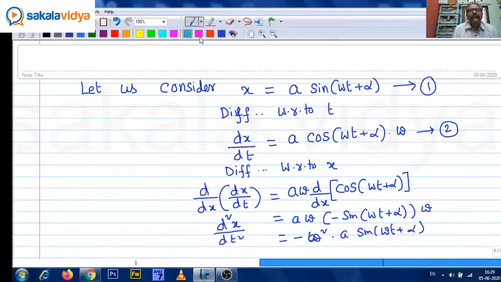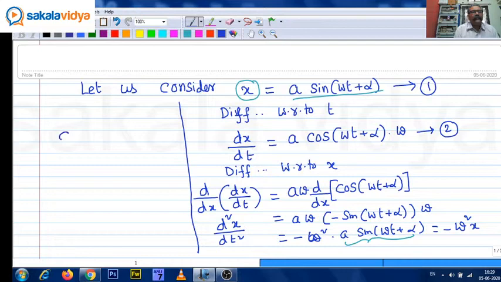See, a sine omega t plus alpha is equal to x. In the place of this we can replace x. So we get this is equal to minus omega square x. So that means we get an equation d2x upon dt square plus omega square x equal to 0. This is also called a differential equation.